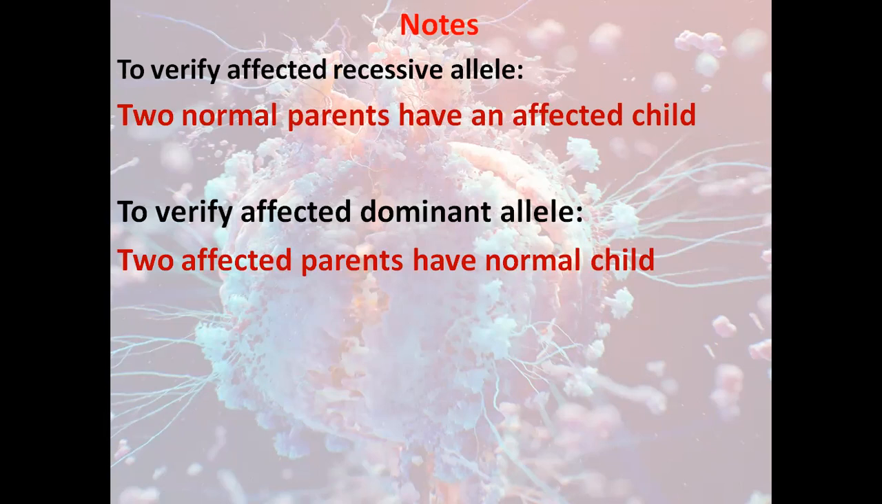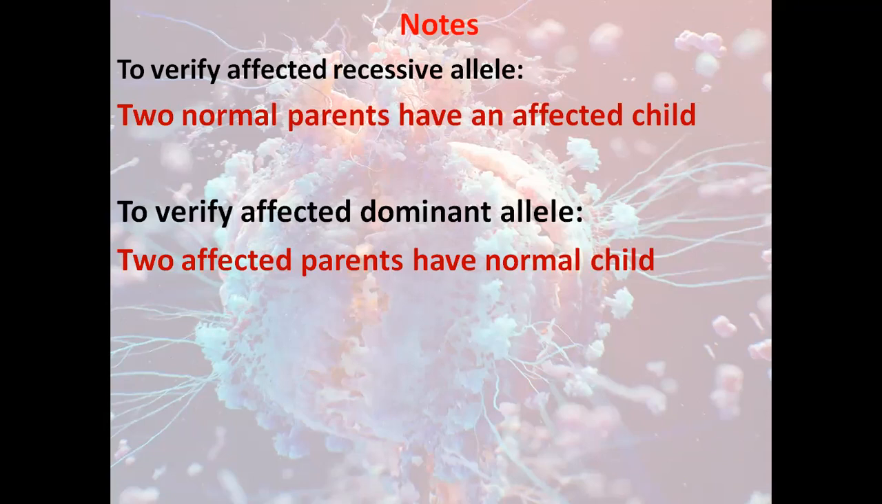How to verify that the allele of the disease is recessive: if we have two normal parents, and these normal parents have an affected child, here we can verify that the allele is recessive for the disease. While to verify that the allele is dominant for the disease, you have to find two affected parents who have a normal child. So the allele of the normal will be masked here. Here is the opposite, so you have to pay attention.